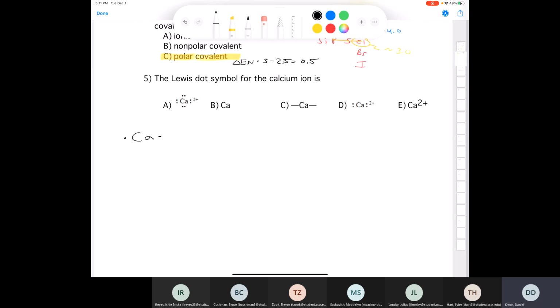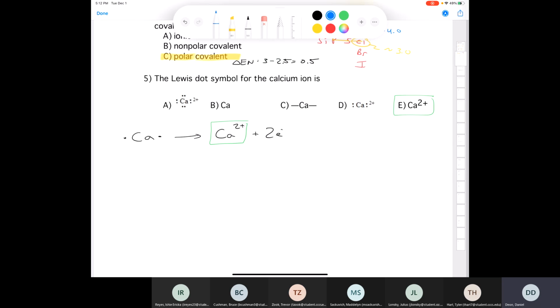But remember, when we have a calcium ion, in order for calcium to become isoelectronic with the closest noble gas, which would be argon, it has to lose 2 electrons. And so it becomes calcium 2+, and we lose 2 electrons. And so the Lewis dot symbol for calcium 2+ is simply calcium 2+. We don't have any electrons surrounding it, right? It's lost its 2 valence electrons. And remember that Lewis dot symbols only include valence electrons.